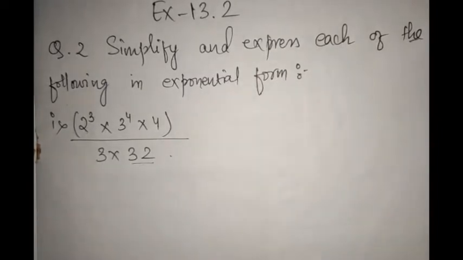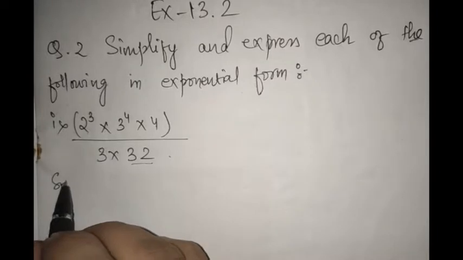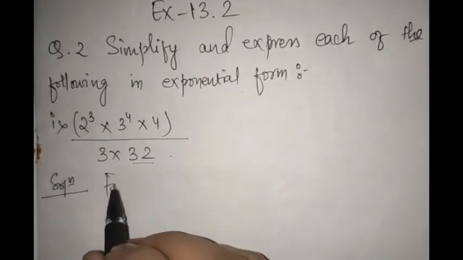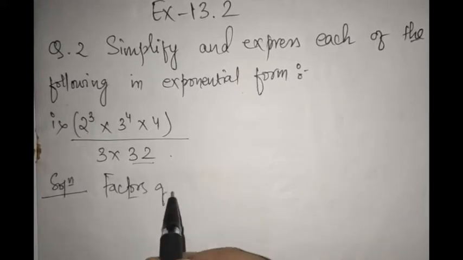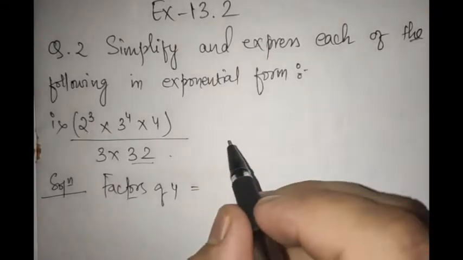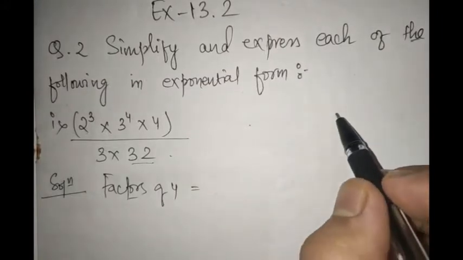So how to convert any number into the exponential form, that we did in exercise 13.1. Using that technique, here we are going to solve this problem. We are going to start by writing the solution first. First of all we will write the factors of 4. Factors of 4 means the prime factorization method we did in our previous class. I have explained what prime numbers are.